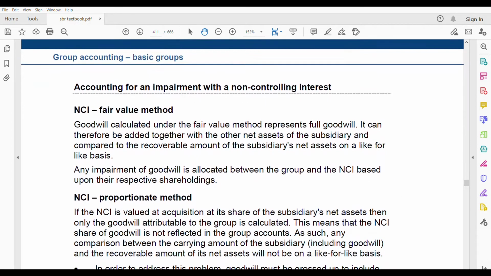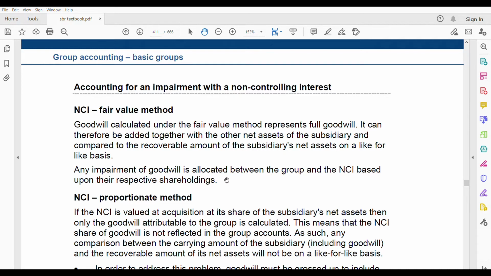Now we are going towards the two main things, accounting for an impairment with NCI. Earlier, in part 2, I told you that NCI can be measured using two methods: one is fair value, one is the proportionate method. Because of this, goodwill changes, and because goodwill changes, impairment will change. One will give you a higher impairment, the other a lower impairment.